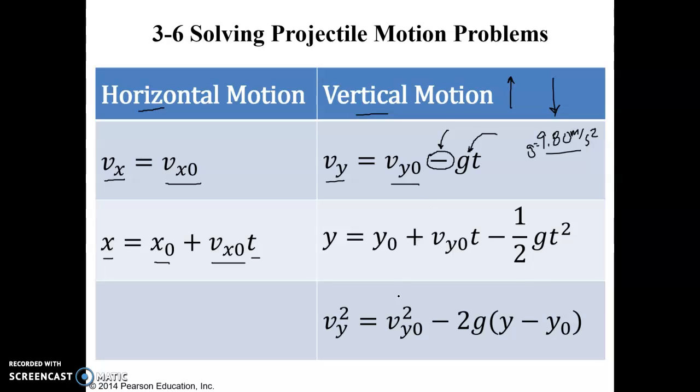And then these other equations are very similar to the constant acceleration equations from the previous chapter, but instead of x's, we have y's, and instead of a's, we have g's. And again, wherever we have a g, we have the negative sign built in to the equation. So it's minus 1/2 times positive 9.80 times time squared.